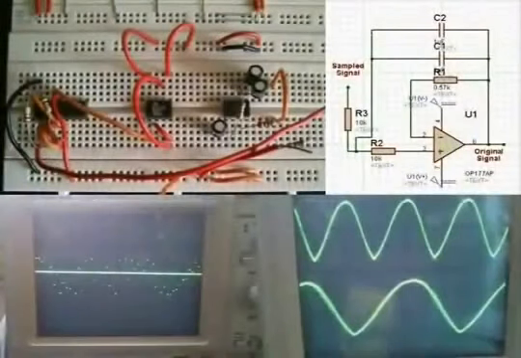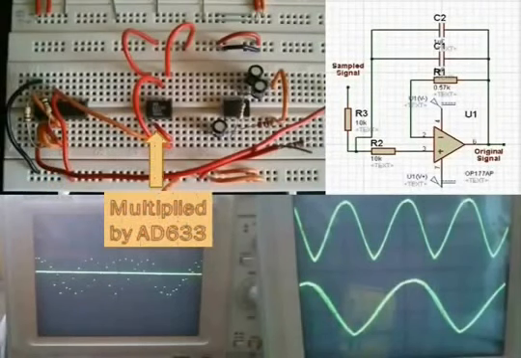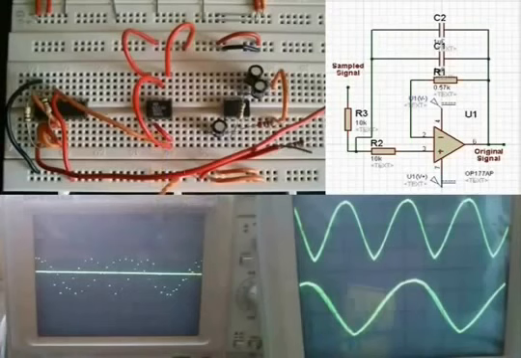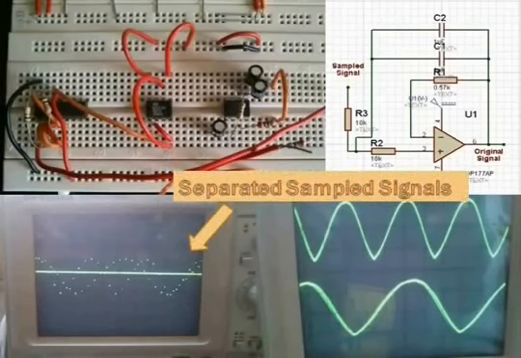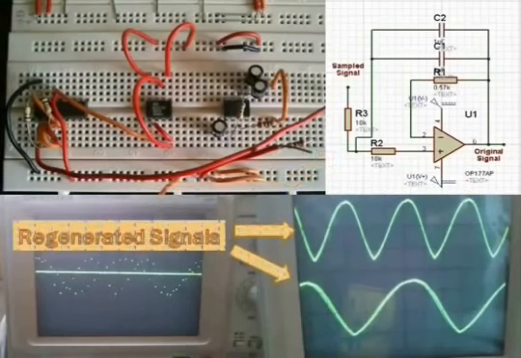The main clock was sent to the 7476 flip-flop IC. Q and Q bar of that IC are multiplied with the original transmitted signal by AD633, so that the two sampled signals are separated. The low pass filter, which is designed with a 4 kHz cutoff frequency, perfectly filters these sampled signals to regenerate the original sinusoidal signals.